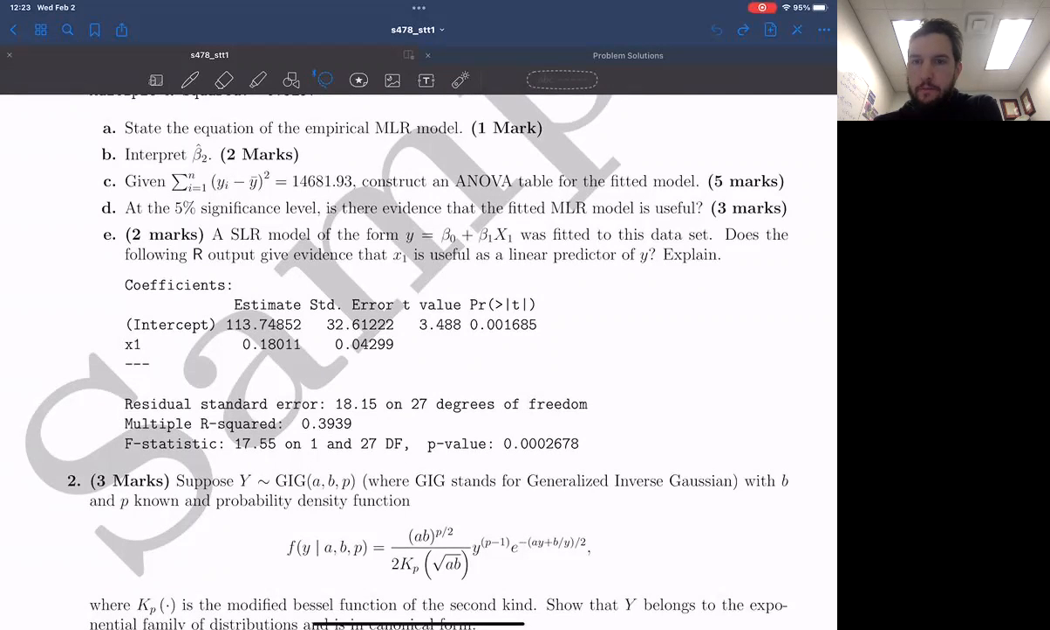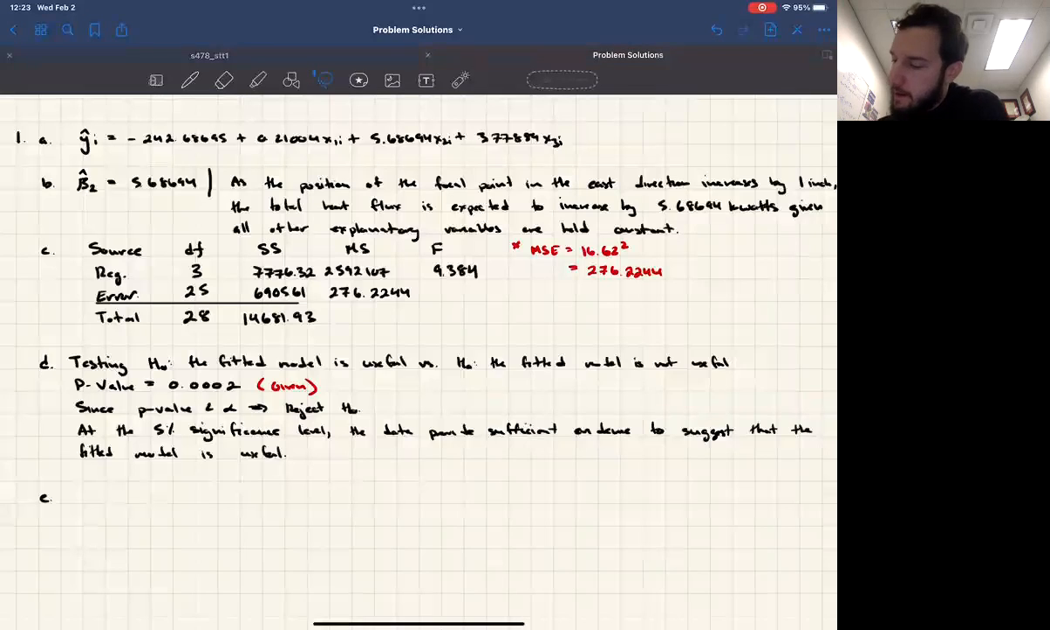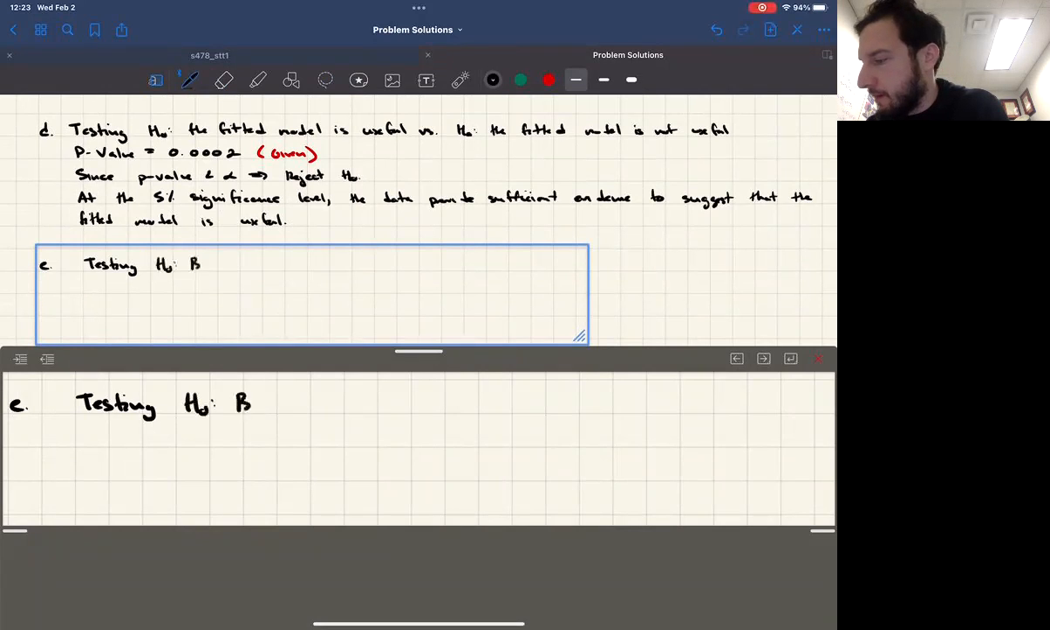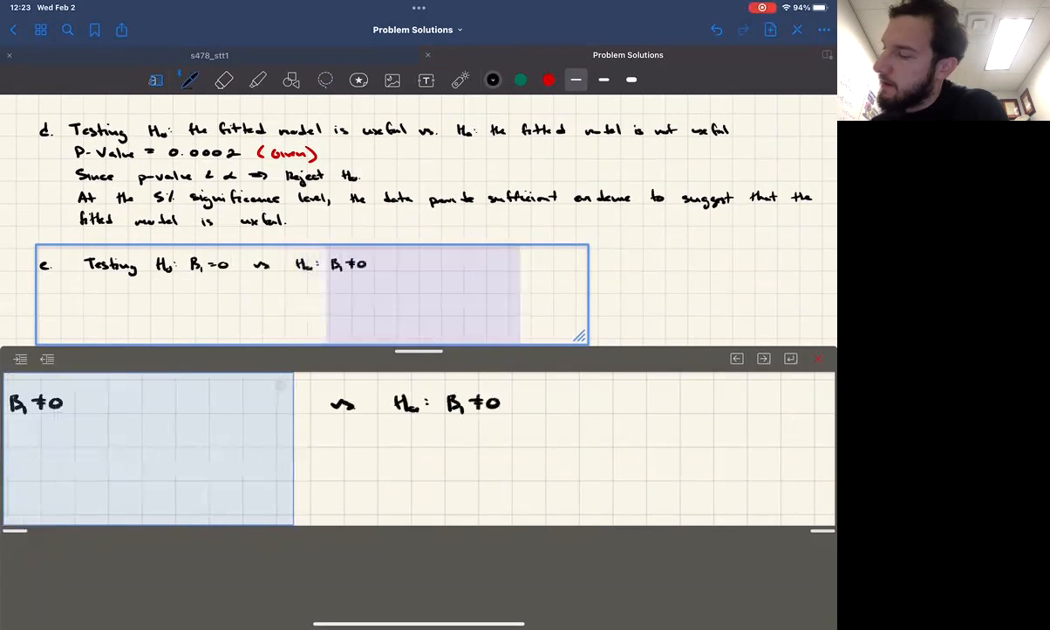Now, the interesting thing here is that the p-value in the coefficient is pretty much exactly the same as the p-value we had for the MLR model. So here we can say, essentially like we did above, since the p-value, well, first off, let's just be clear what we're testing. So in this case, we are testing H0 beta 1 equals 0 versus HA beta 1 not equal to 0.